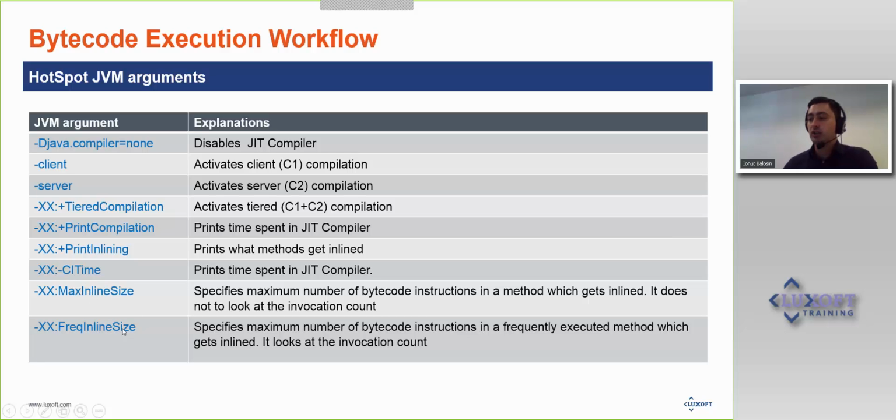And the next two arguments are for inlining. In order to inline a piece of code, it couldn't be inlined if it is too big, for example, and to control that inline size, which is specified in bytes, we have MaxInlineSize. The MaxInlineSize doesn't take a look at the invocation count. It is not correlated with the method threshold. On the other side, we have FreqInlineSize, which is based, in fact, on the invocation count of the method.